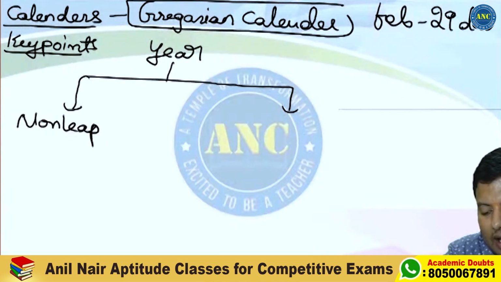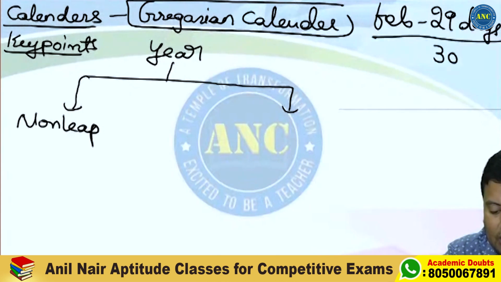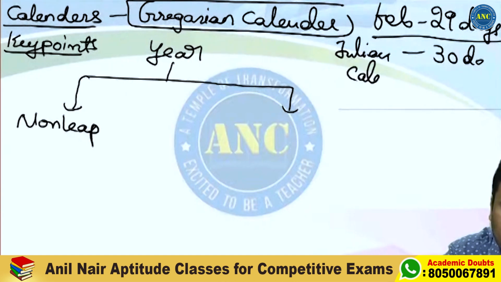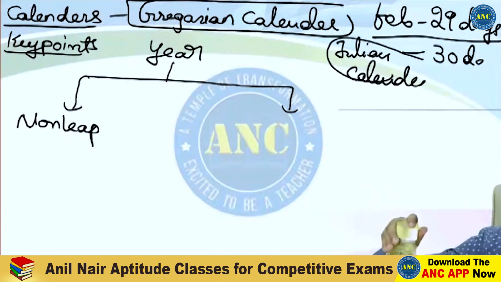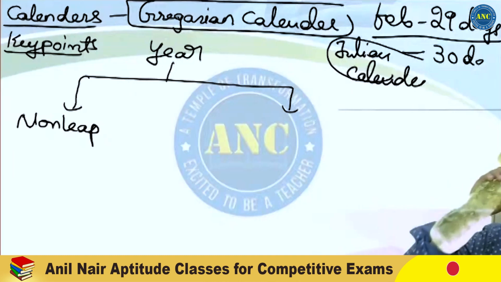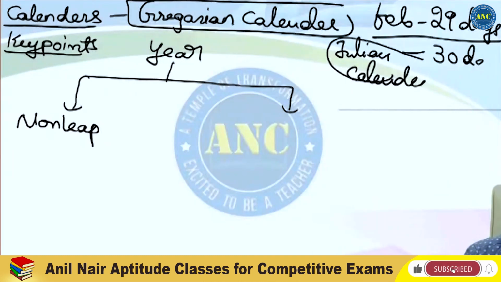There is one calendar where February has 30 days, and the name of that calendar is the Julian calendar. We are only discussing the Gregorian calendar in our Indian books. All the problems are based on the Gregorian calendar.